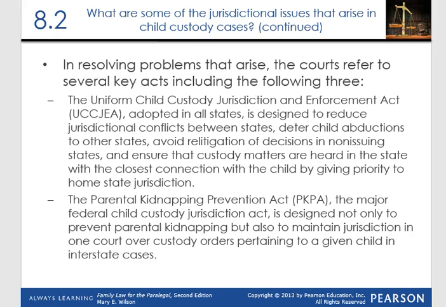In resolving problems that arise, the courts refer to several key acts, including the following 3. The Uniform Child Custody Jurisdiction and Enforcement Act, otherwise known as the UCCJEA, is adopted in all states. It's designed to reduce jurisdictional conflicts between states, to deter child abductions to other states, to avoid relitigation of decisions in non-issuing states, and ensure that custody matters are heard in the state with the closest connection with the child by giving priority to home state jurisdiction.